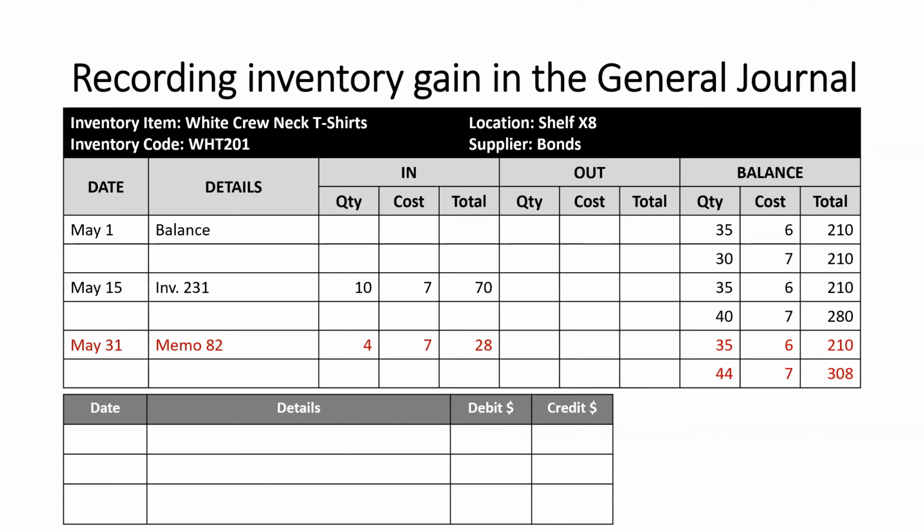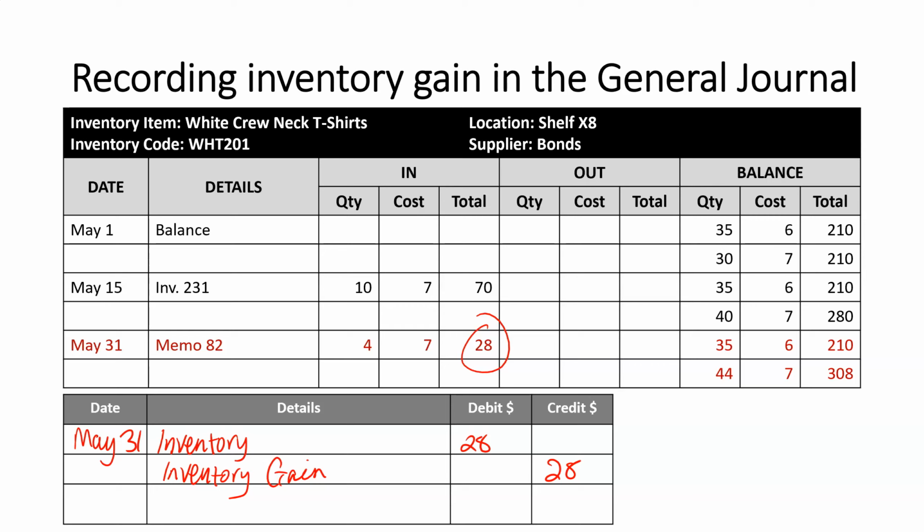What does this look like in our general journal? So on May 31st, we now have a revenue. So inventory is going to be going up, and we now have inventory gain as our revenue. So inventory is going up 28 in total, and we've also got that non-cash revenue of 28.